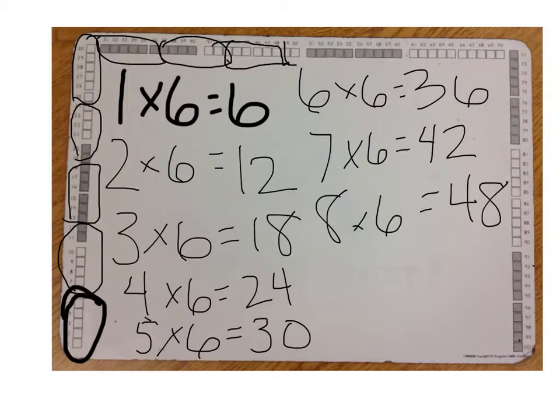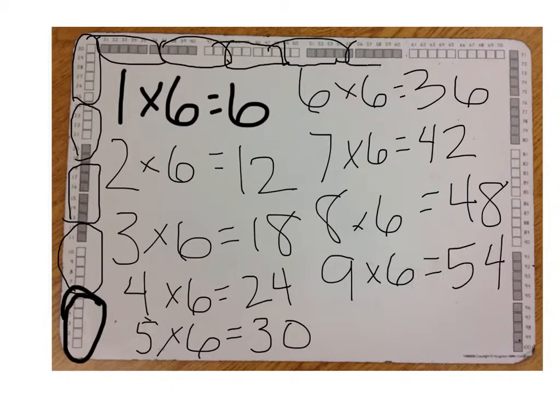9 groups of 6, which we have done, we know equals 54, because 5 plus 4 equals 9, and we know all multiples of 9 equal 9. And then we do 10 times 6 equals 60.